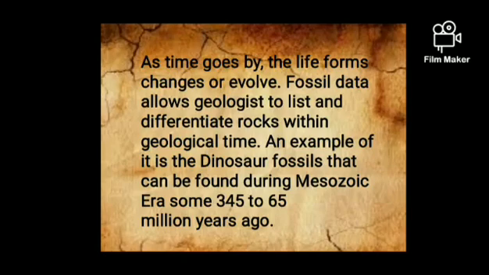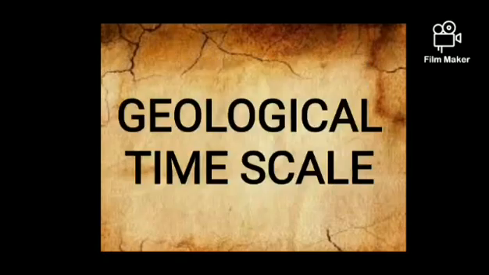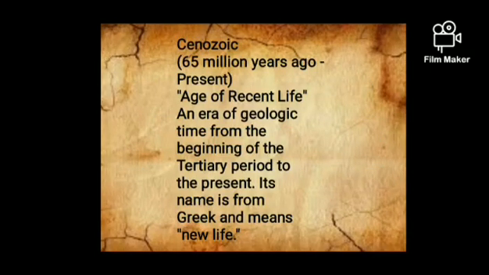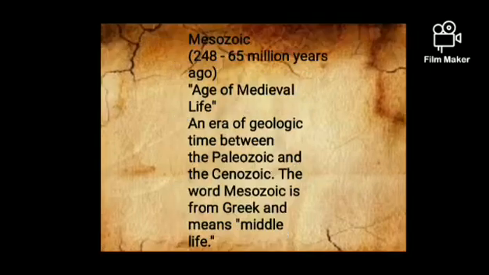An example of it is the dinosaur fossils that can be found during the Mesozoic era, some 345 to 65 million years ago. Geological timescale. Era. Cenozoic, 65 million years ago to present. Age of recent life. An era of geologic time from the beginning of the Tertiary period to the present. Its name is from Greek and means new life.